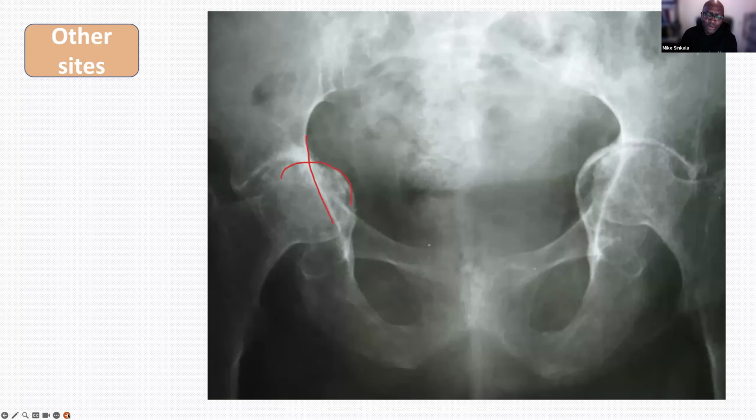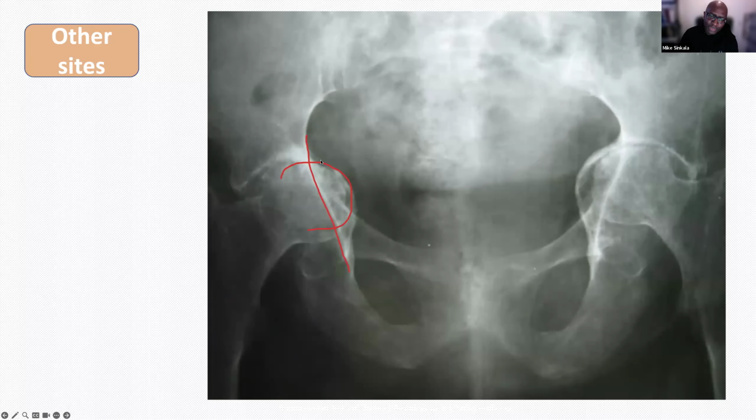In the hips, we can see that there is what is called acetabular protrusio. So there is axial migration of the femoral head towards the sacrum. This is what is called acetabular protrusio here. If you notice that, this is the ilioischial line.